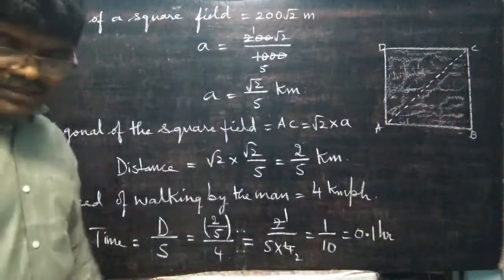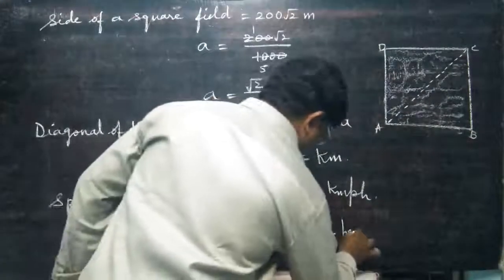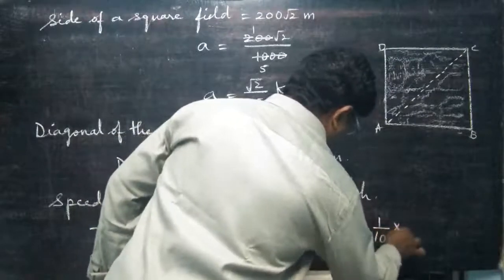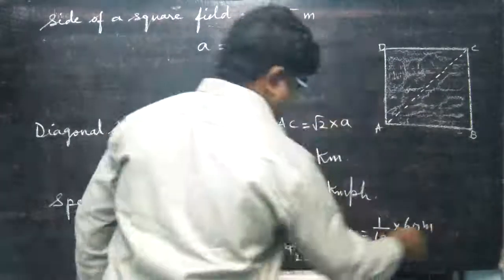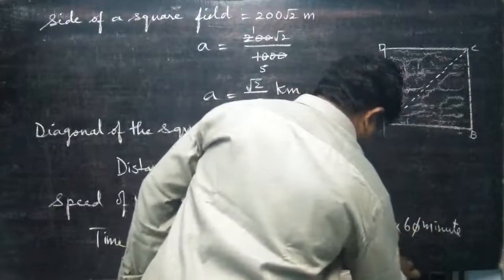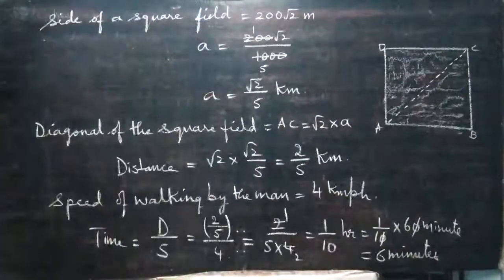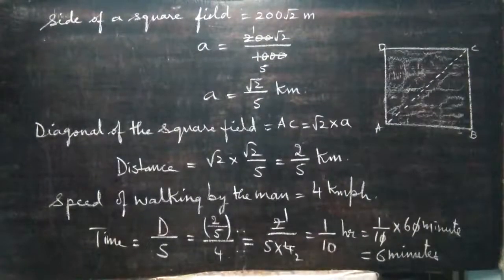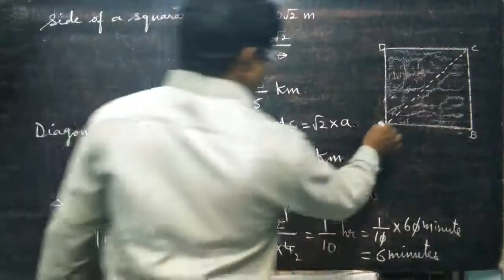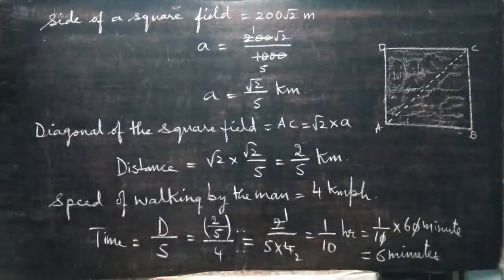0.1 hour, or otherwise we will change it into 1 by 10 hours. 1 by 10 into 60 minutes, because 1 hour is equal to 60 minutes. So the 0s get cancelled. 6 minutes is the answer. So here you have to learn the distance formula by heart. Now what do they ask? How long would the man take to cross? He takes 6 minutes to walk from A to C. Write the conclusion: 6 minutes.